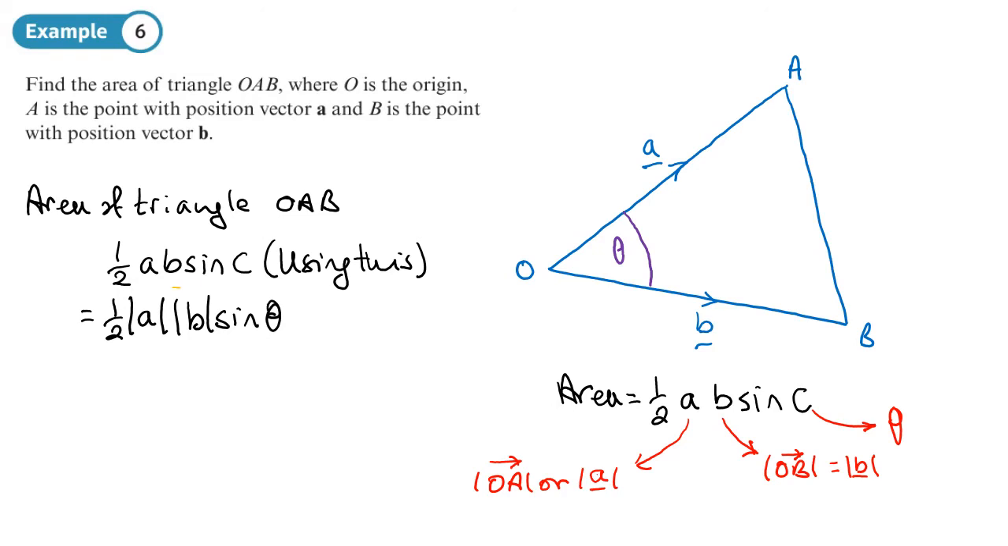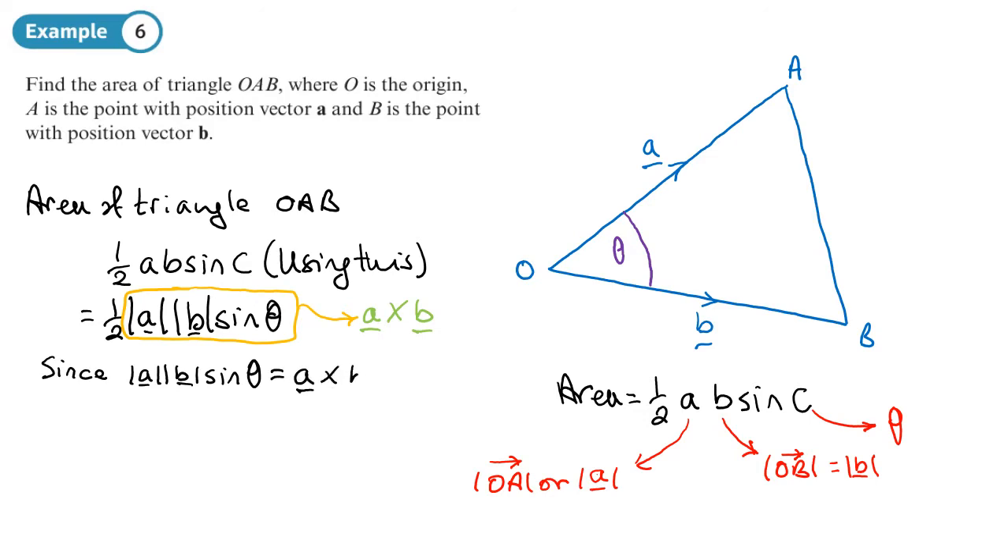Now this part here, this is the definition of the cross product. That is A cross B, which we just talked about, because we don't need the normal vector. So we can say, since the length of A times the length of B sine theta equals the modulus of A cross B, we will get the area of a triangle as half the modulus of A cross B.